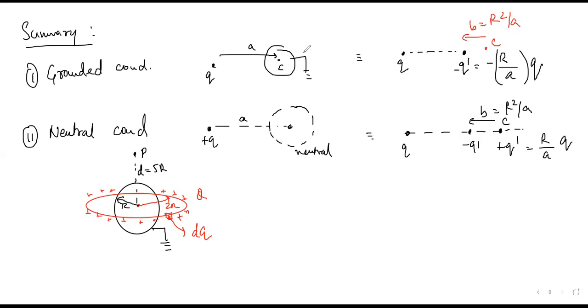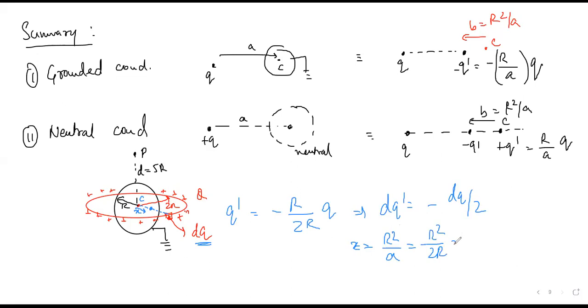Excellent. For that charge dq, the image will be minus r by the distance 2r into q. So I can say that dq dash is minus dq by 2. And how far should I place it from the center of this conductor? That length x can be written as r squared by 2r, so that is r by 2. So for this dq charge, I have to place a minus dq by 2 charge at a distance r by 2 from the center of the grounded conductor.